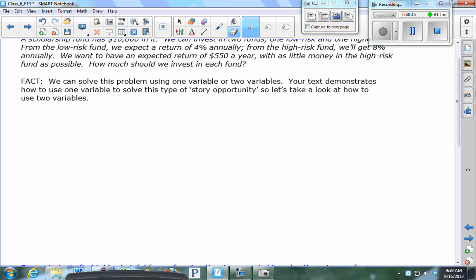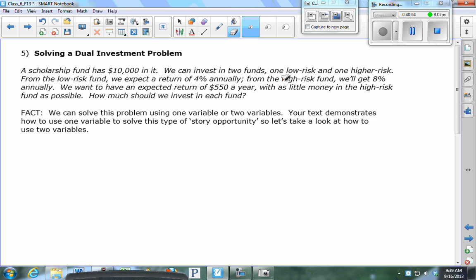So we got 2 investments here. We got a scholarship fund, okay? And it has $10,000 in it. That's in the whole fund, the scholarship fund. Now what we're going to do is take that $10,000 and invest it into 2 different funds. All right? One of the funds has an annual interest return of 4% and the other one has 8%. So I have to establish in words what I'm going to be asked to find. Hopefully somewhere in the story there's a sentence or a question that tells you what to find. How much should we invest in each fund?